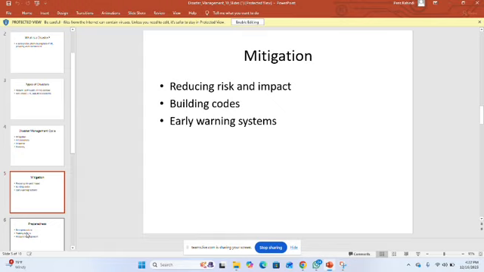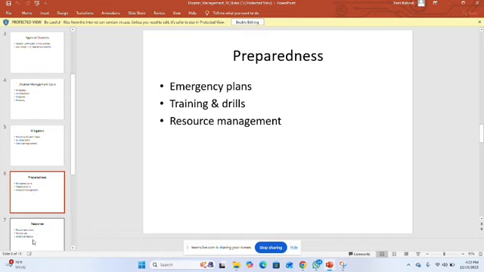So we have said mitigation means reducing risk and impact, building codes and early warning signs. And then we have preparedness. What do you understand by the term preparedness? Somebody to tell me actions done in preparedness. So we have emergency plans, training and drills, resource management. Preparedness means you get ready for a disaster which might occur.